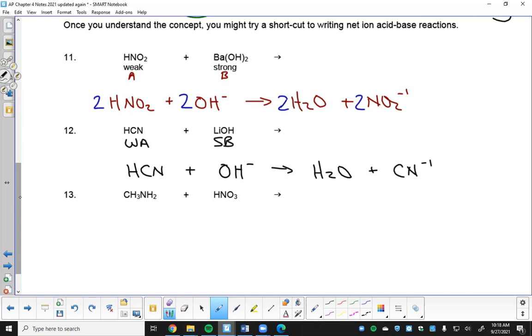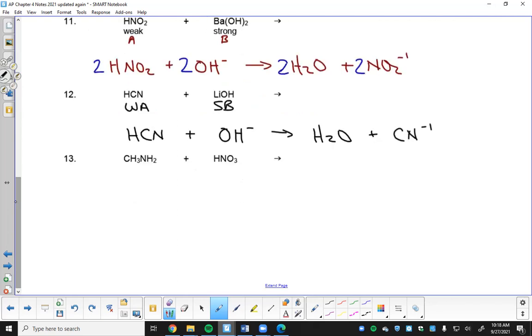So is the rule pretty much, if it's a weak acid or a weak base, you just bring the whole thing down? Bring it all down. If it's a strong acid or a strong base, bring down the hydrogen from the acids, bring down the hydroxide if it's a base. Try to make water if you can. But sometimes, like number 13, you can't make water. So let me show you how that one works.